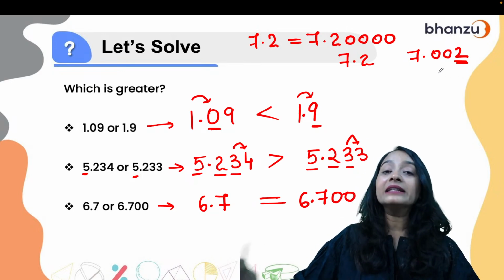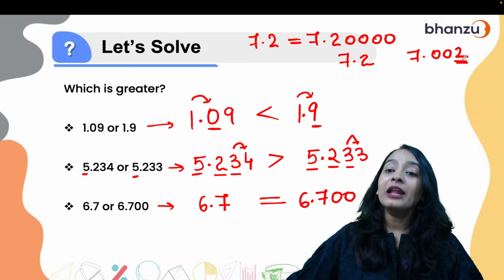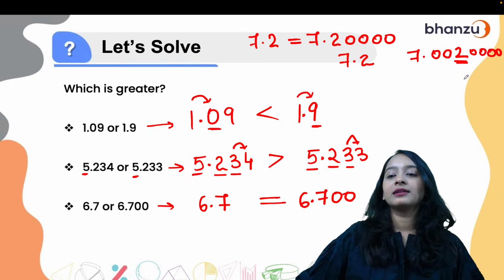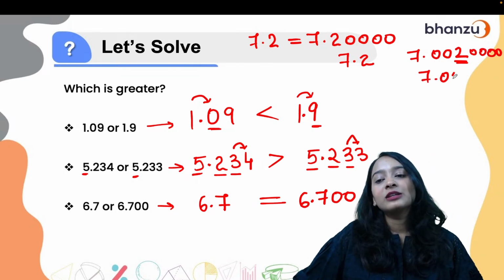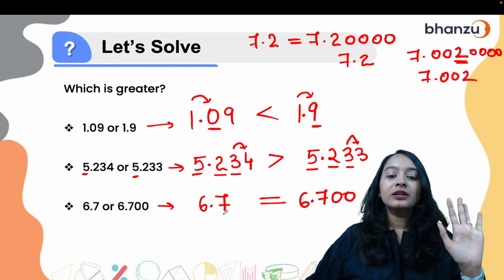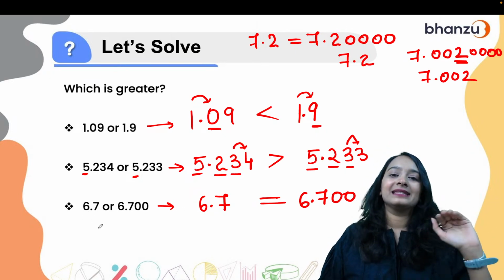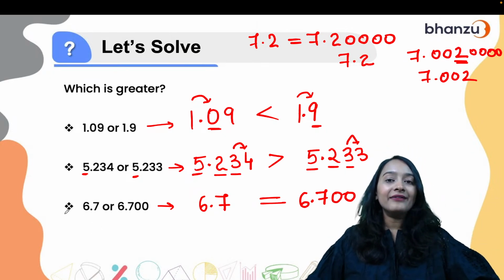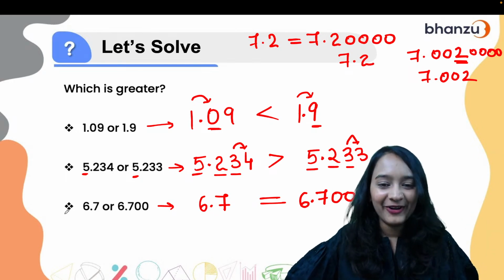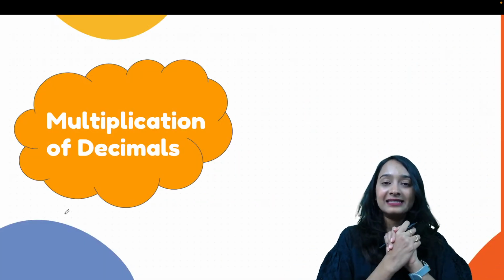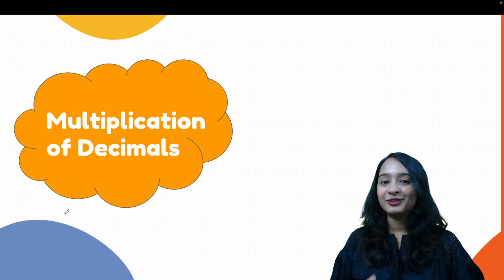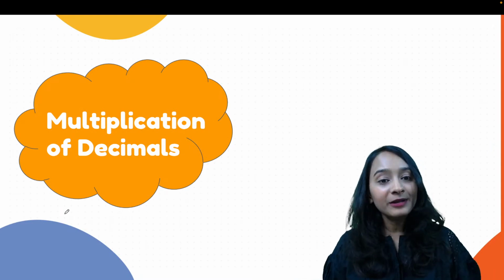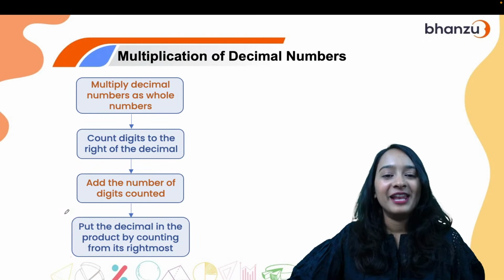You should not have any other number other than 0. Here I can keep adding zeros. It's the same as 7.002. So 6.7 is the same as 6.700. Now let's come to the main topic of today's class, which is multiplication of decimal numbers.